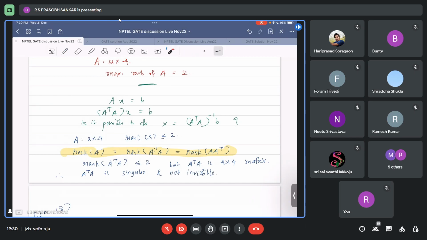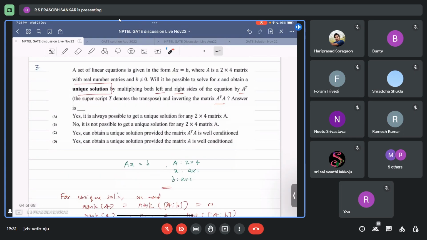Since the rank of A transpose A is at most 2, A transpose A is always singular. That means we cannot invert this matrix, so this thing we cannot do. We can't find the unique solution in this way. So either way, the answer is option B. That is, no, it is not possible to get a unique solution for any 2 cross 4 matrix A.